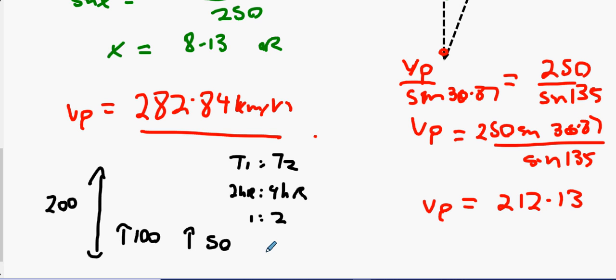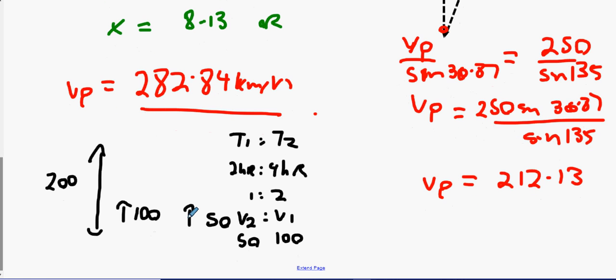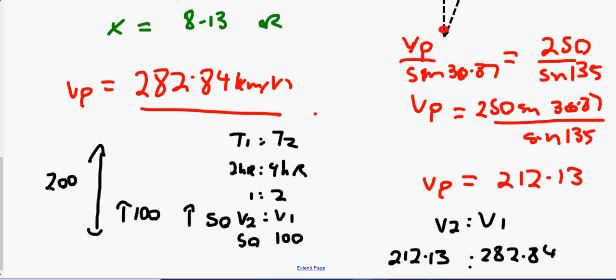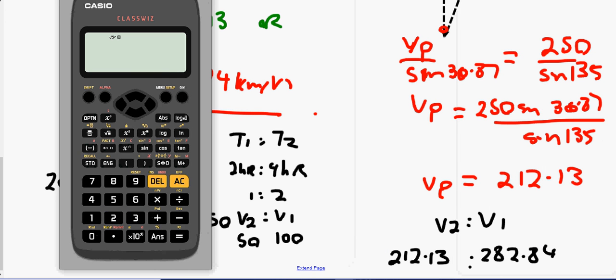It's essentially the same ratio as velocity 2 is to velocity 1. What's velocity 2 is to velocity 1? It would be 50 is to 100. So we could just go direct with the same thing here. We can just say it's V2 is to V1, which is 212.13 and 282.84. Now, I'm sure they were looking for some sort of fraction here that obviously was lost in translation with the rounding off.